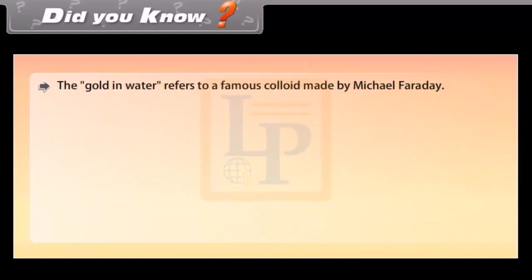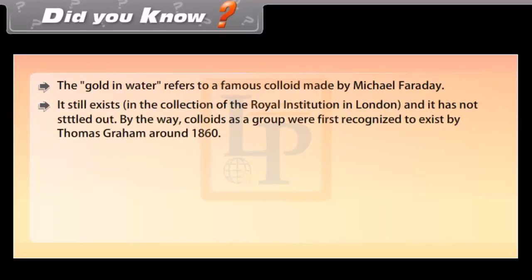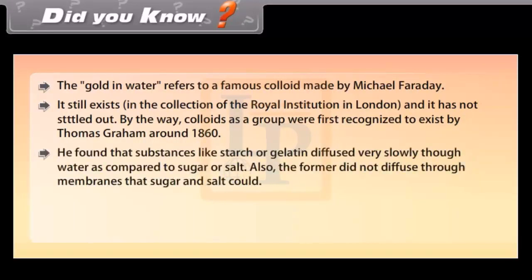Did you know? The gold in water refers to a famous colloid made by Michael Faraday. It still exists in the collection of the Royal Institution in London and it has not settled out. By the way, colloids as a group were first recognized to exist by Thomas Graham around 1860. He found that substances like starch or gelatin diffused very slowly in water as compared to sugar or salt.